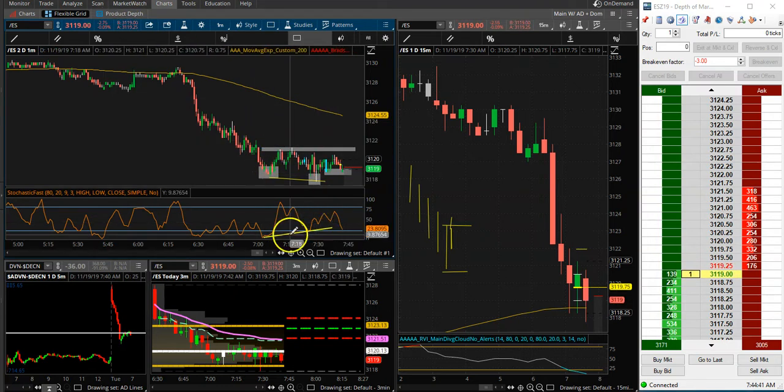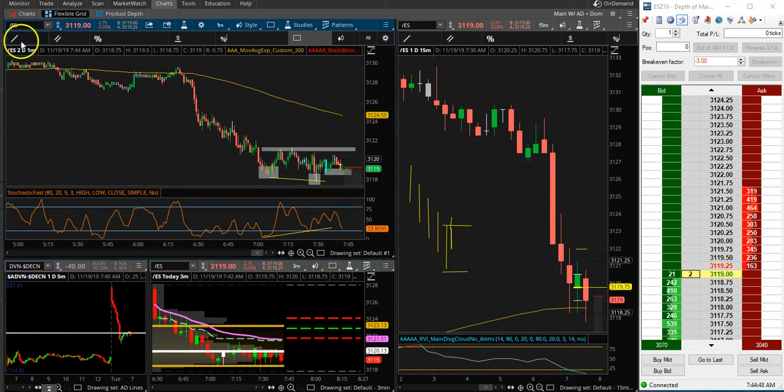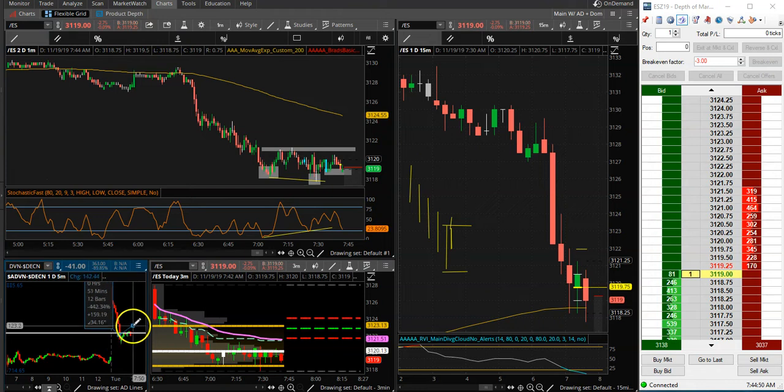We have this with divergence, as well as the market profile, and this potentially could also be a little bear flag over here. Do we break lower? If this breaks, chances are price is going to break and we're going to keep going lower.